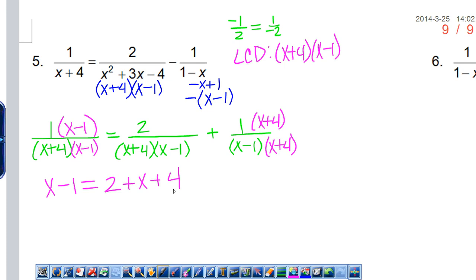Okay, what do you notice? Yeah, we have an x on both sides, so those cancel. So I end up with negative 1 equals 6. Yeah, that doesn't make sense. That's a false statement. Anytime you get a false equation or a false statement, what's our answer? No solution. No solution.